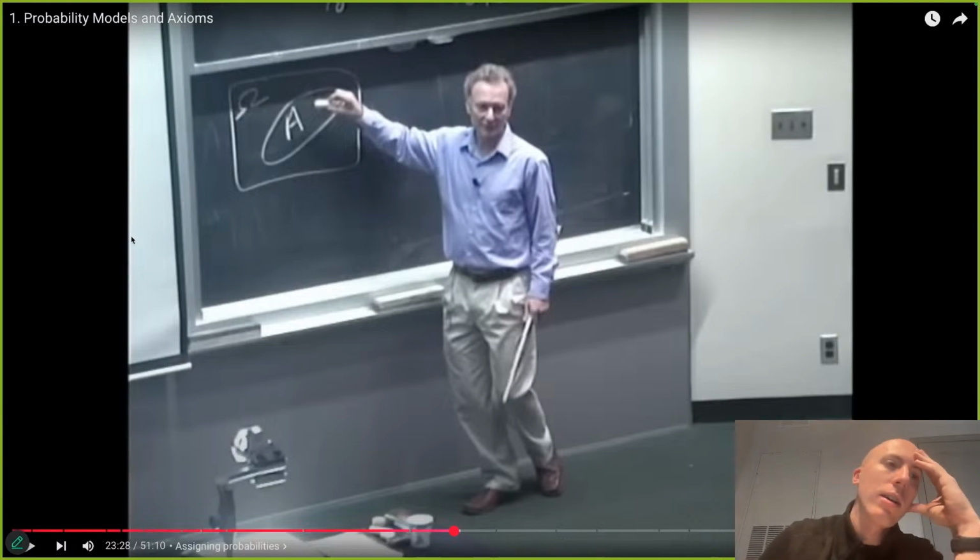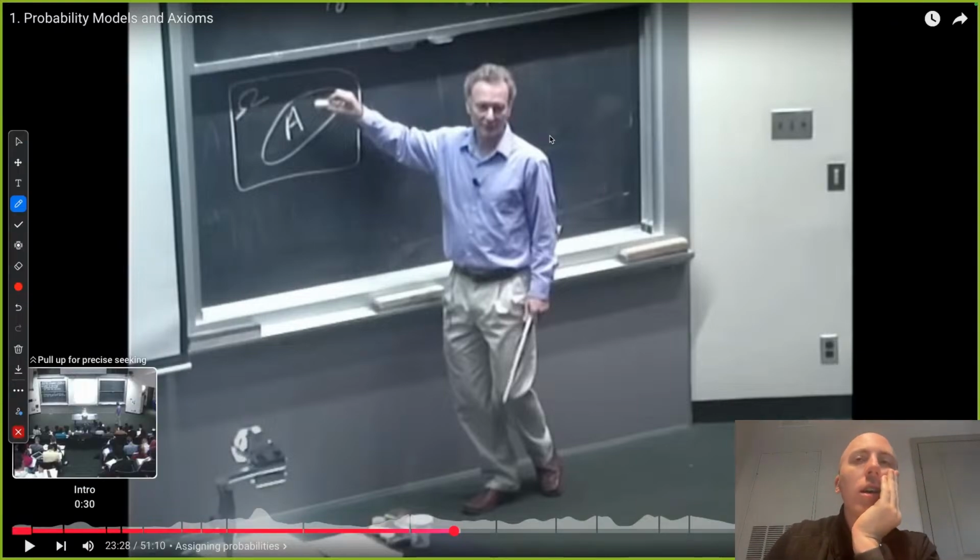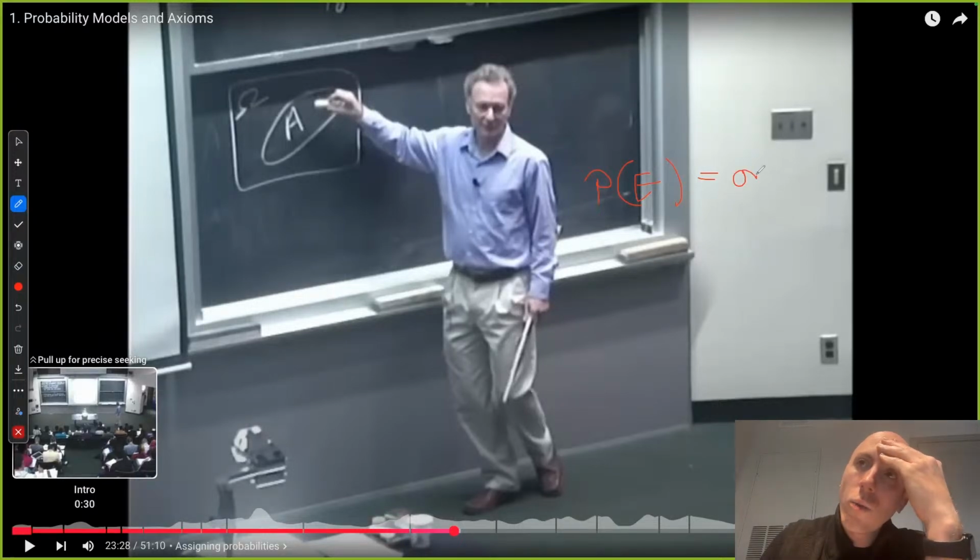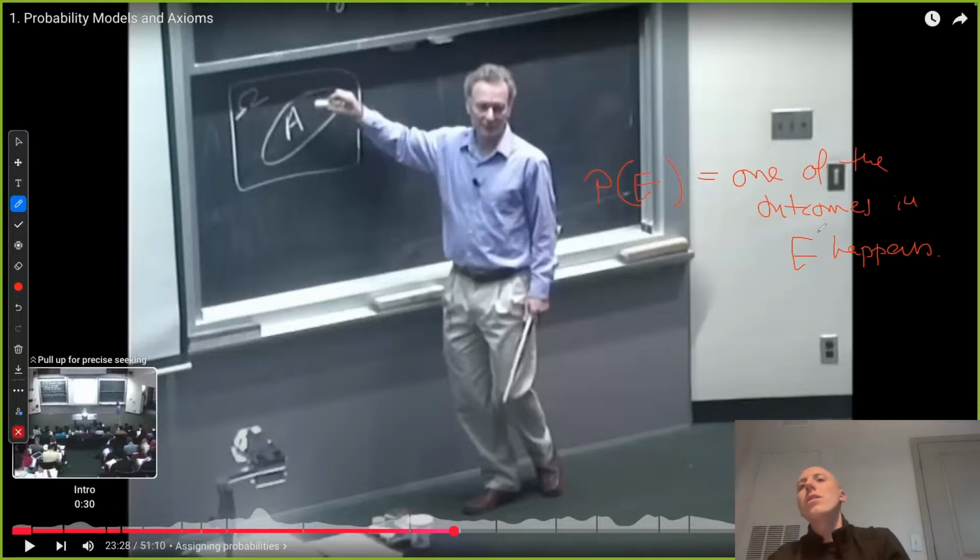I'm going to have to do this so many times. Really, to say the probability of an event happening is just that one of the outcomes in E happens. This for some reason is very unintuitive for me. The event occurs. The outcome happens.